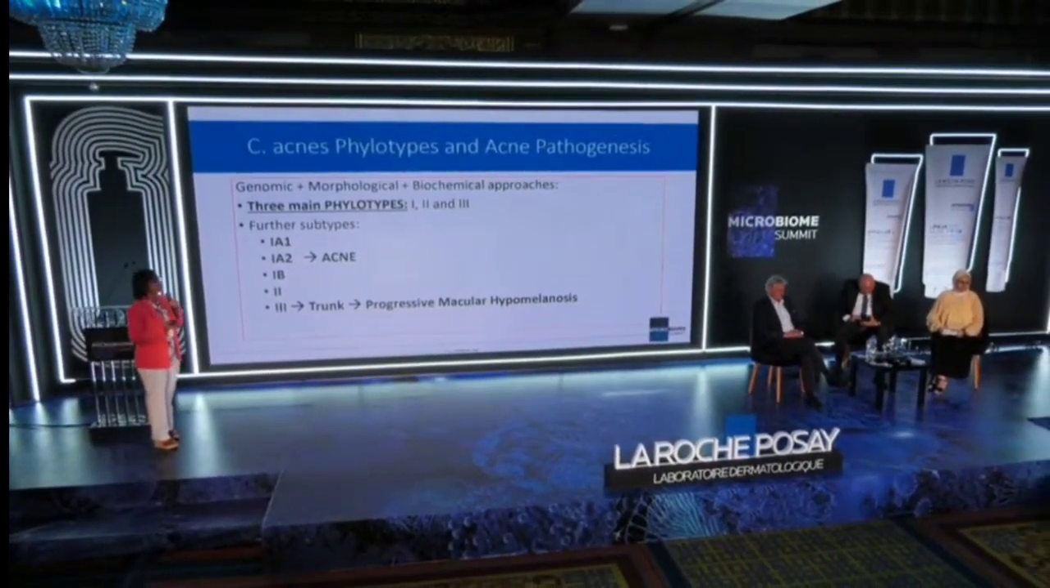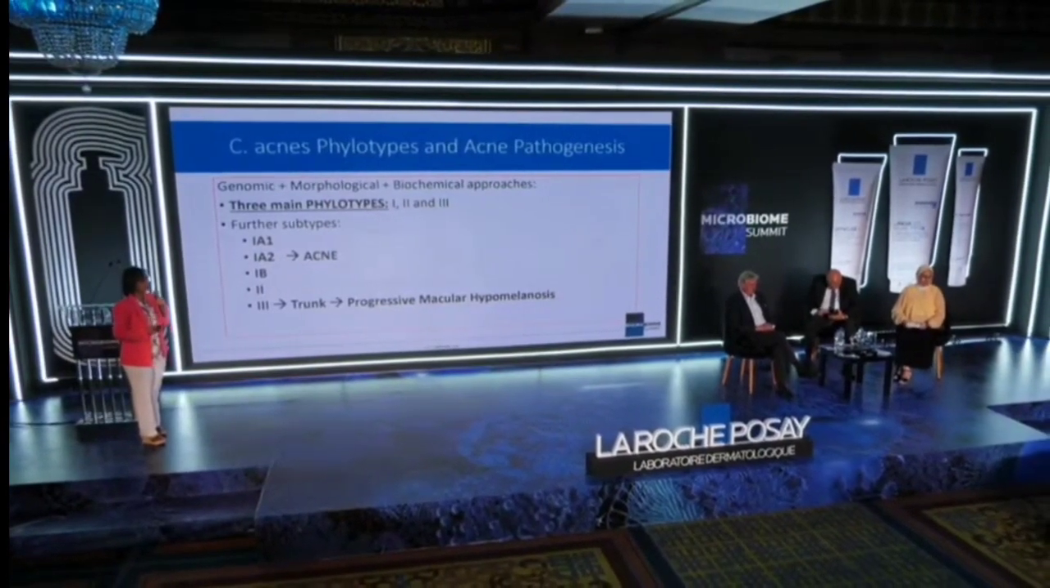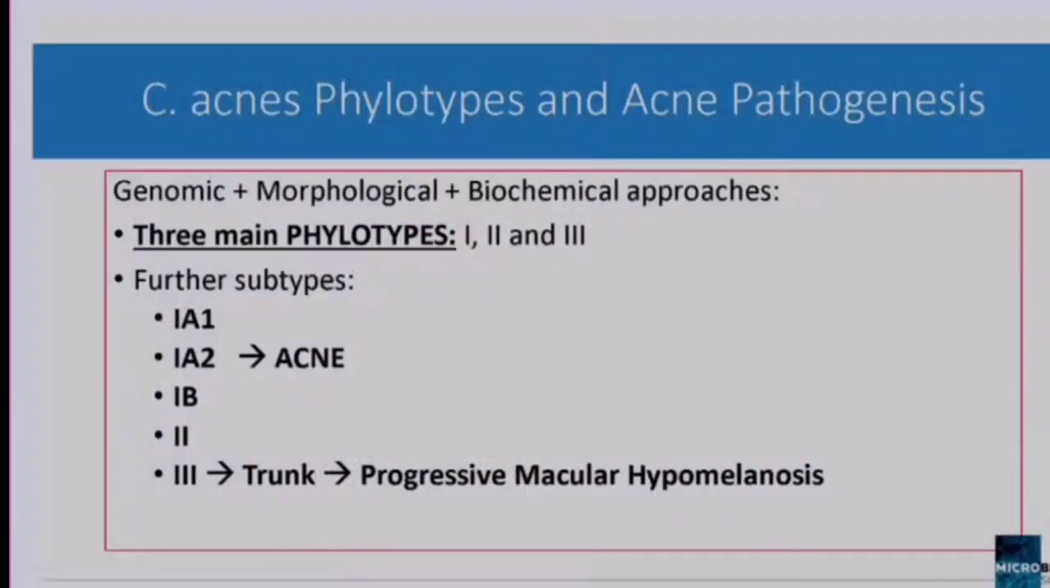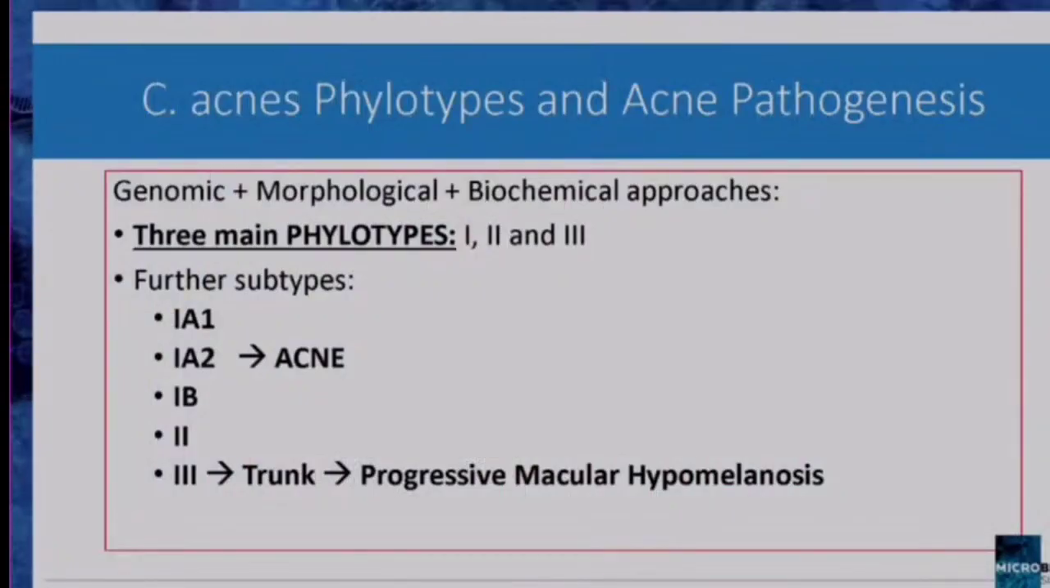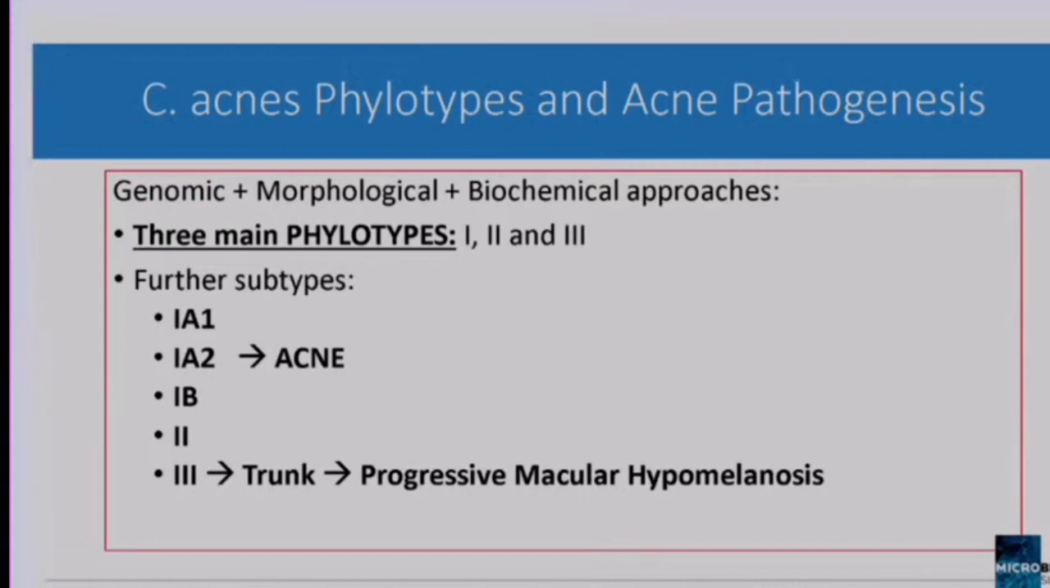Type 1A1 and 1A2 have a role in acne, especially 1A2, which is very closely related to severe types of acne. There are also 1B, 2, and 3, and 3 is interestingly present on the trunk and is responsible for progressive macular hypomelanosis.